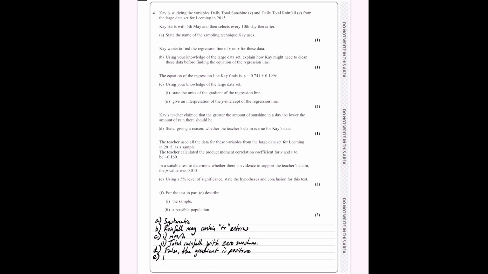For E, the hypothesis test, so we're looking at a value of rho. Is it 0 or is it less than 0? The alternative hypothesis. It tells us the p-value comes out as 0.015. That's important because it's less than 0.05. We shall therefore reject the null hypothesis, accept the alternative hypothesis, and say that there is sufficient evidence to support the teacher's claim.